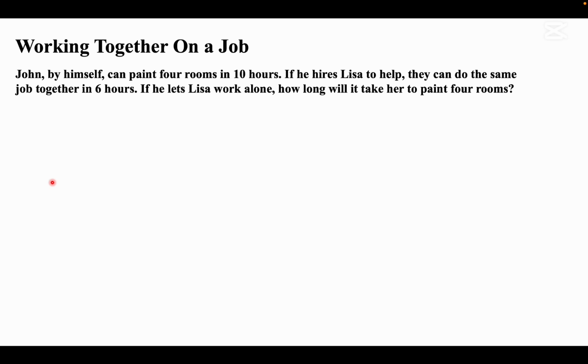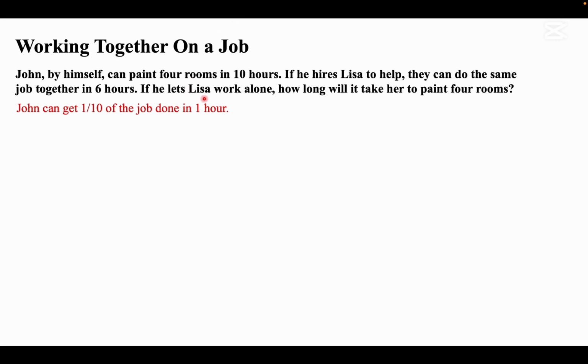Together on a job. John by himself can paint 4 rooms in 10 hours. If he hires Lisa to help, they can do the same job together in 6 hours. If he lets Lisa work alone, how long will it take her to paint the 4 rooms? Okay, what we know is that it takes John 10 hours to complete the job. So that means John can get 1/10 of the job done every hour.